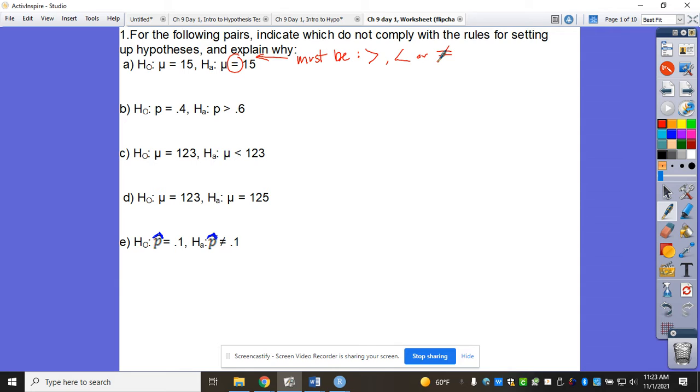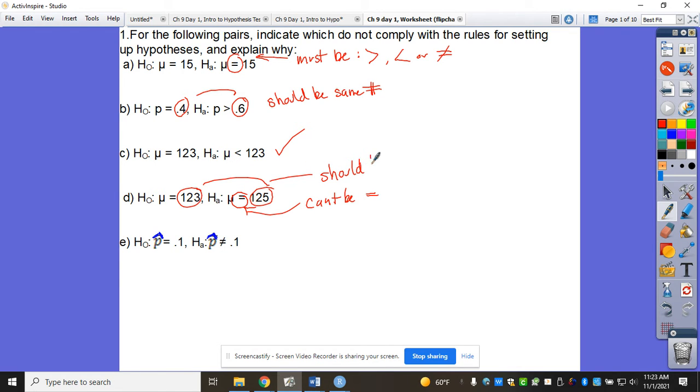Everything else is fine there. What about B? Those should be the same number. C. Nothing wrong with that one. What about D? Different numbers in the second one. And what about E? It's P times.